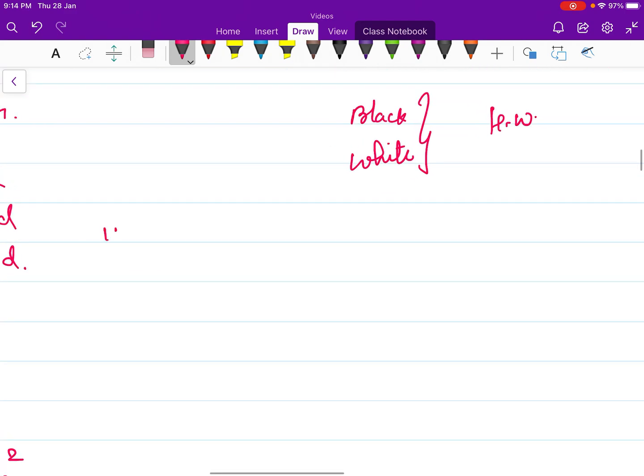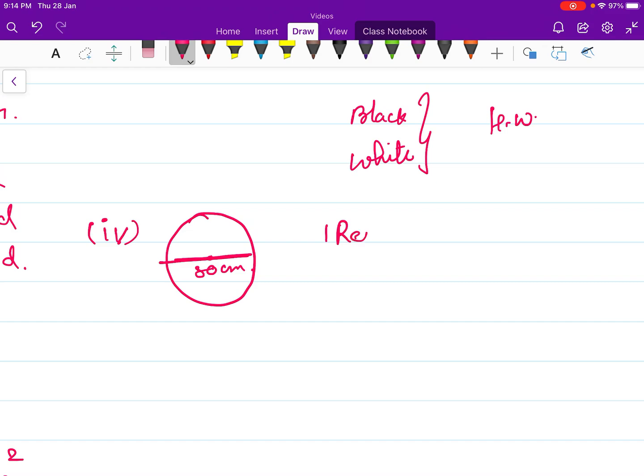Now we do number 4. Here is a wheel of a car, and the diameter of this wheel is 80 centimeter. How many complete revolutions does each wheel take in 10 minutes? Now you have to remember one relation: one revolution is equal to 2 pi r, that is equal to the perimeter. Here the time given is 10 minutes and the speed given is 66 kilometers per hour.